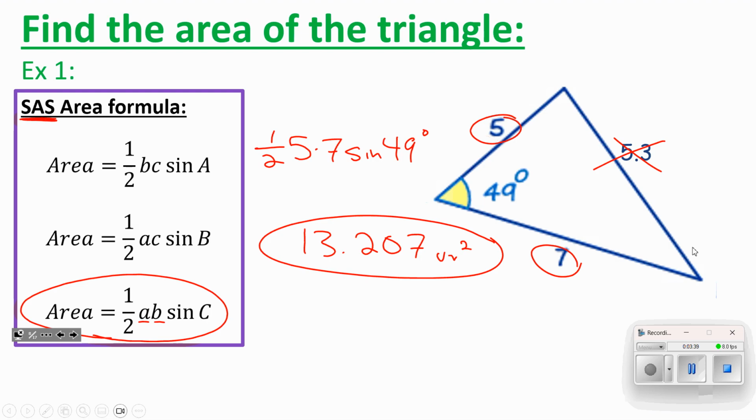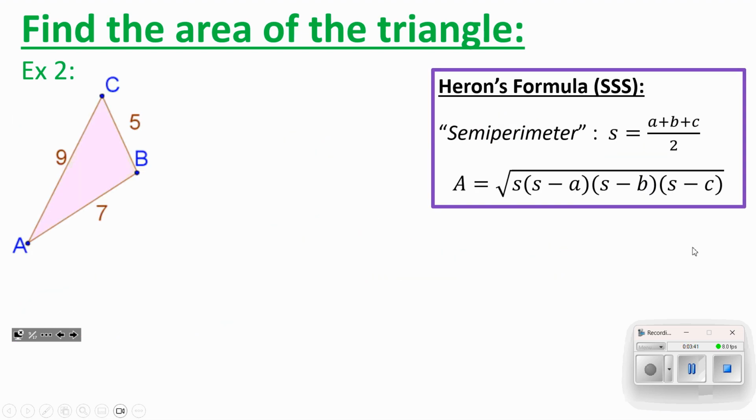All right, that's the first formula. Second formula is Heron's. It looks a little bit hairier, but it's really not that bad. So take a moment, jot down this triangle. Side lengths of 5, 7, and 9 makes it pretty clearly a side-side-side triangle. So side lengths of 5, 7, and 9.